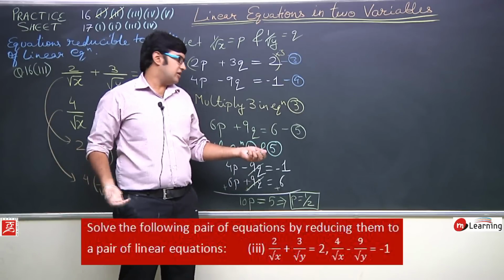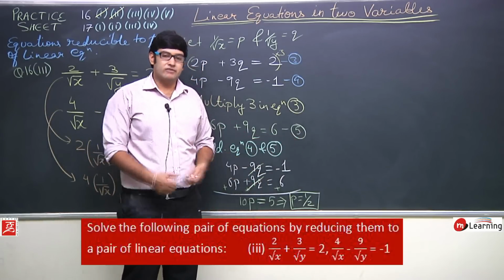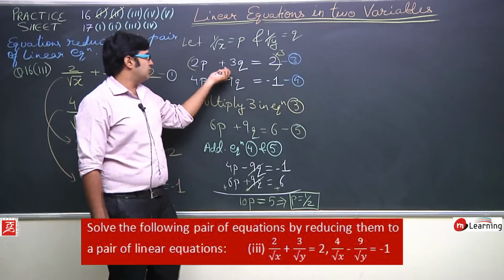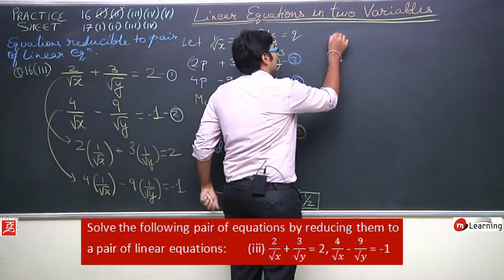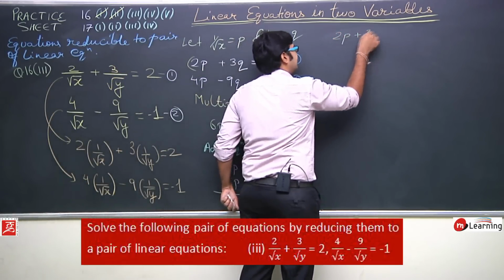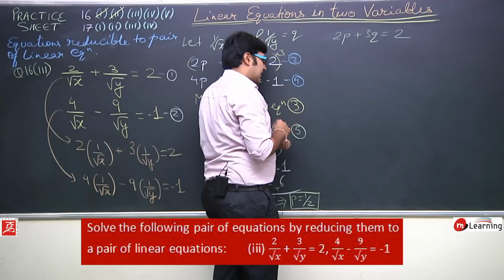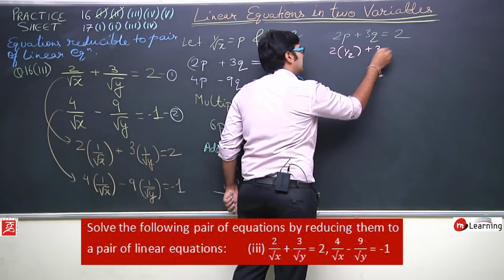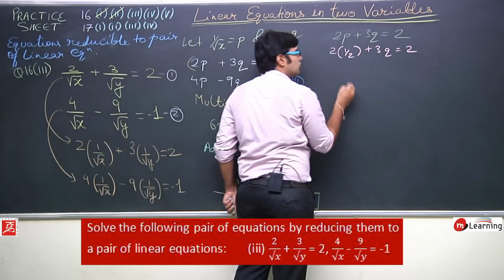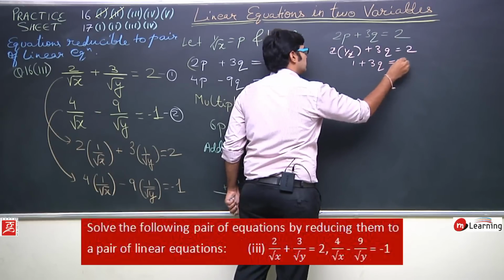The value of q can be determined by substituting this p in any of the equations. Let us say we use equation 3. So in equation 3, it is 2 times p plus 3 times q is equals to 2. So in place of p, I can write 1 by 2 plus 3q is equals to 2. So this will become 1 plus 3q is equals to 2.